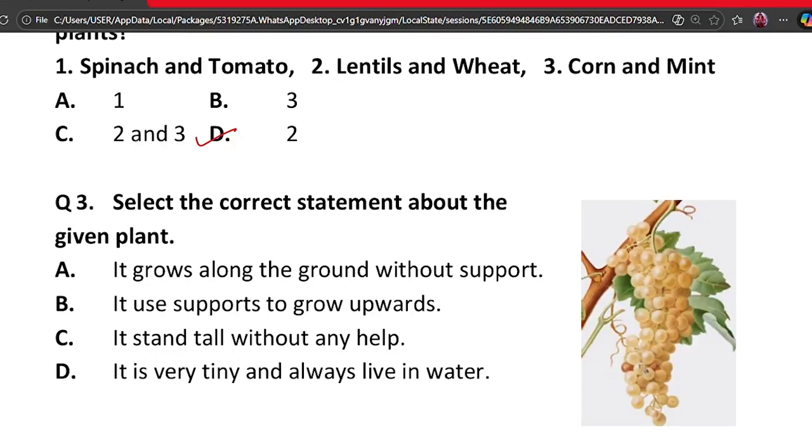Our next question is question number 3. Select the correct statement about the given plant. A. It grows along the ground without support. B. It uses supports to grow upwards. C. It stands tall without any help. And D. It is very tiny and always lives in water. So have a look at the image. And after looking at the image, the correct answer is option B. Why? Because the plant shown uses external support to grow upwards, which is a common feature of climbers. Climbers have a weak stem and cannot stand on their own. Therefore, they depend on walls, sticks or other plants for support. Hence, option B is correct.